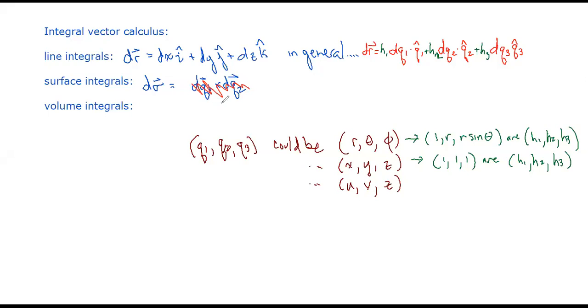So that would be fine for x and y or x and z or something like that. But if I want an actual piece of area for my surface integral, I would need to include something that gives these things actual scale. So this would be h1 dq1, and then h2 dq2.